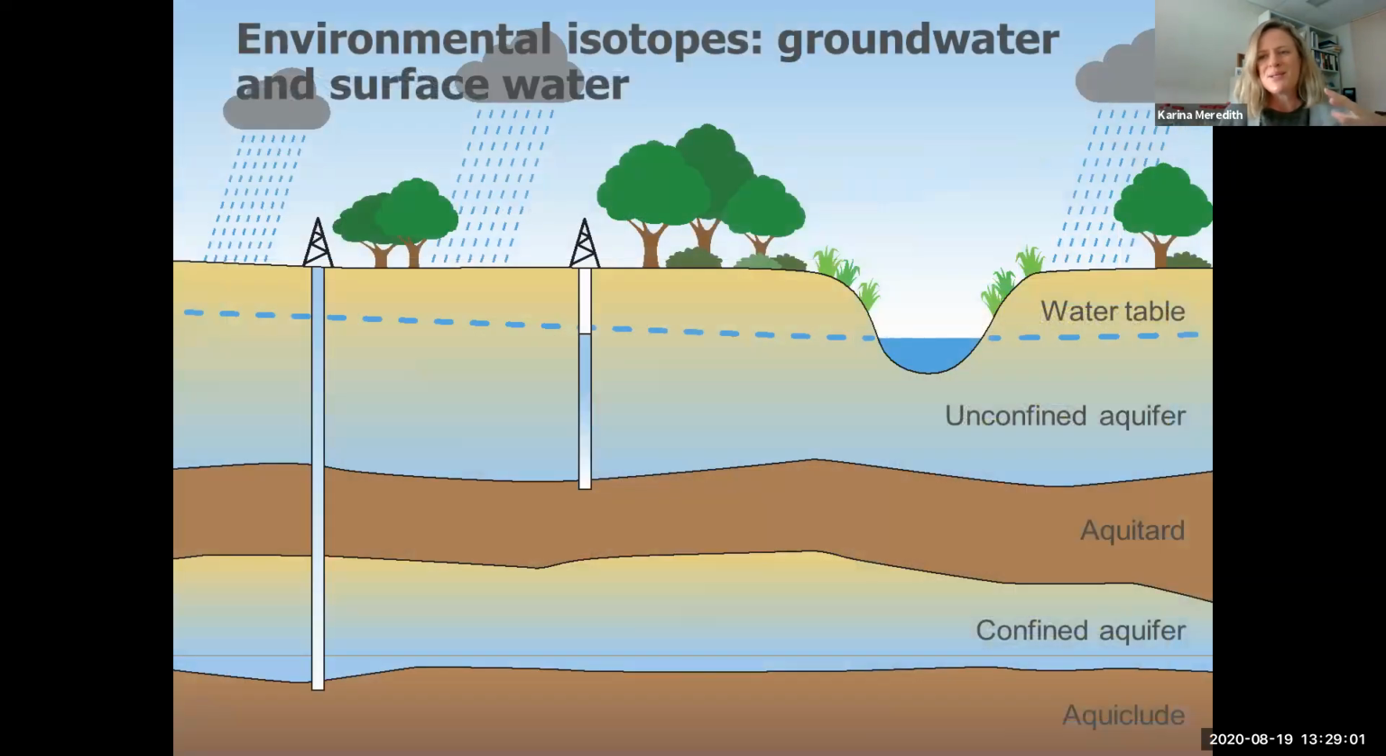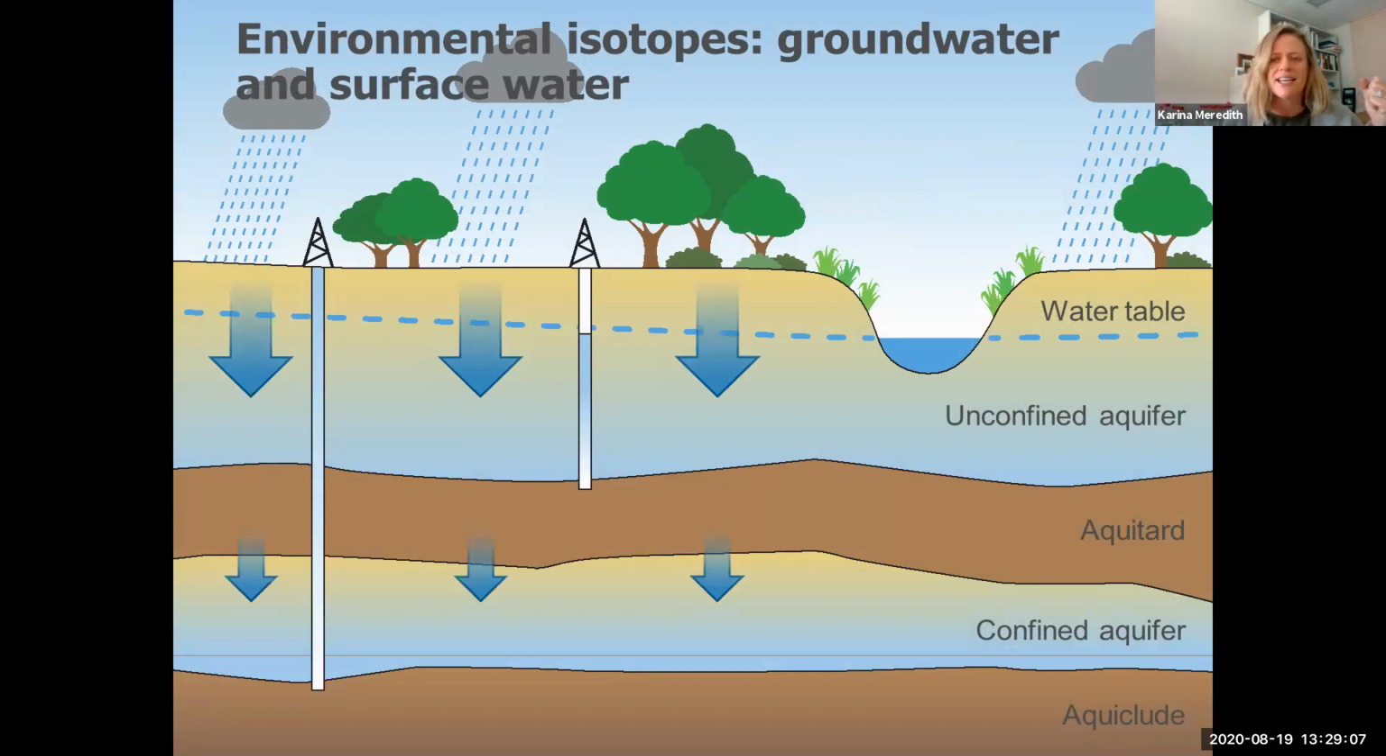So to get back to where I come from as a researcher, I'm a groundwater hydrologist, and I use isotopes to trace the water molecules as they enter into an underground system. So we look at how rainfall recharges into a system and how it then infiltrates into the ground.